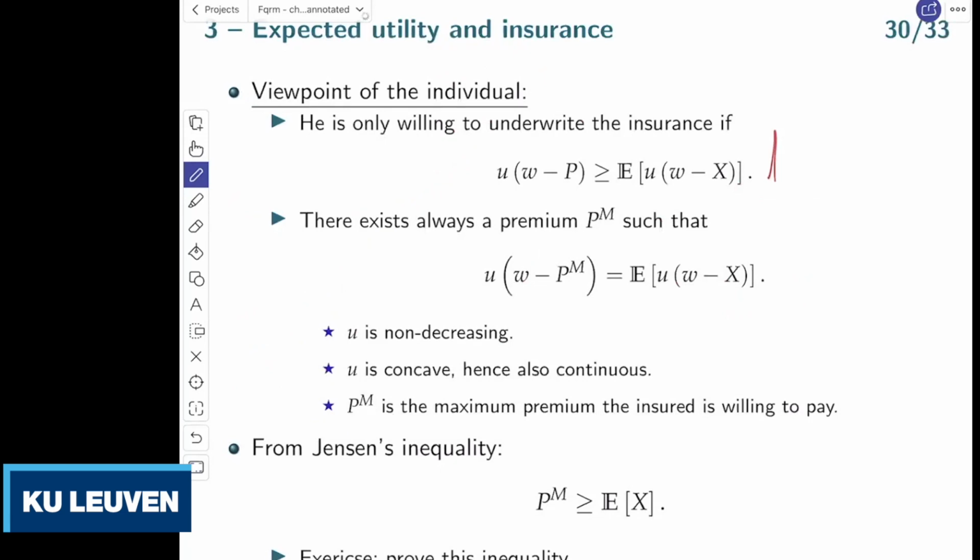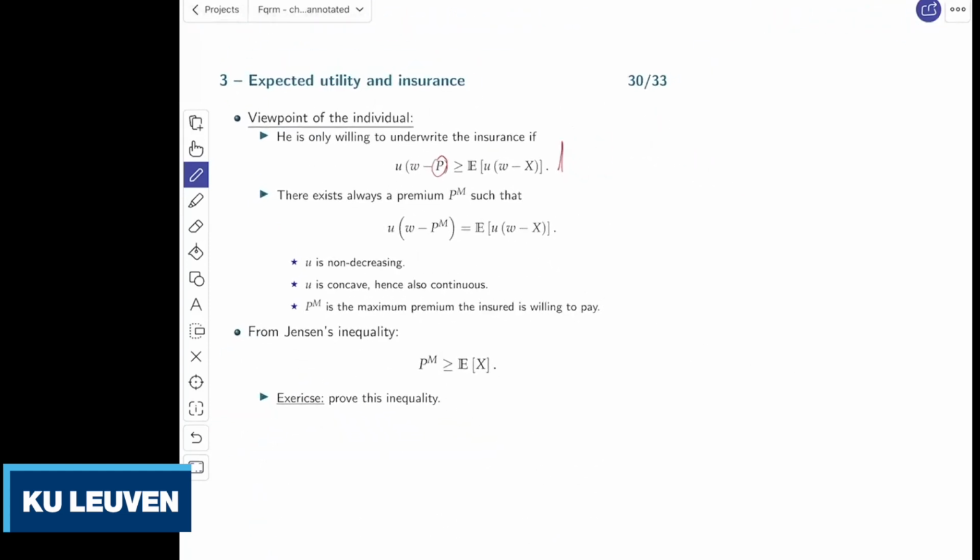I prefer insurance when this inequality holds. Assume now that your premium P is equal to 0. So assume that I can take insurance without cost. If you then look at this thing here, expectation U(W minus X). X is positive, right? It's a loss. So what you have here, this here, is always smaller than U(W).